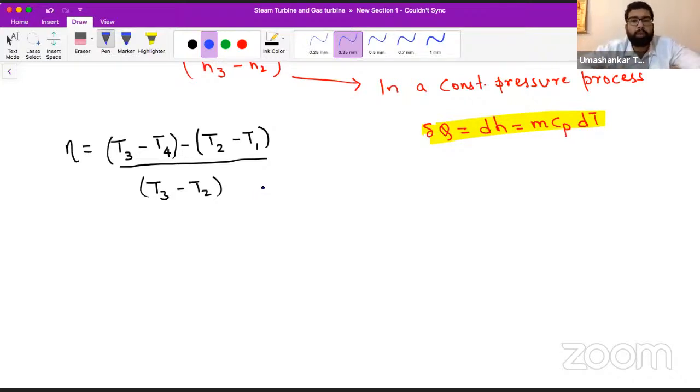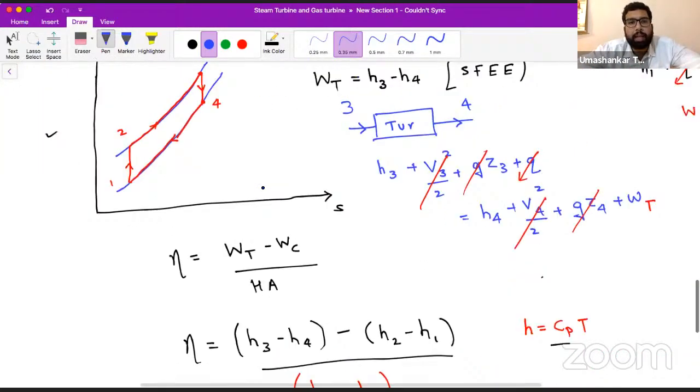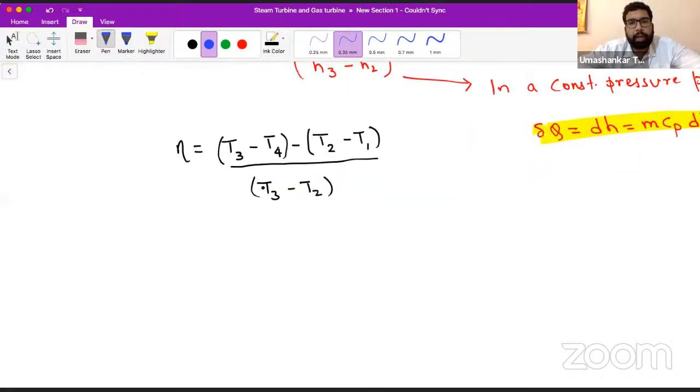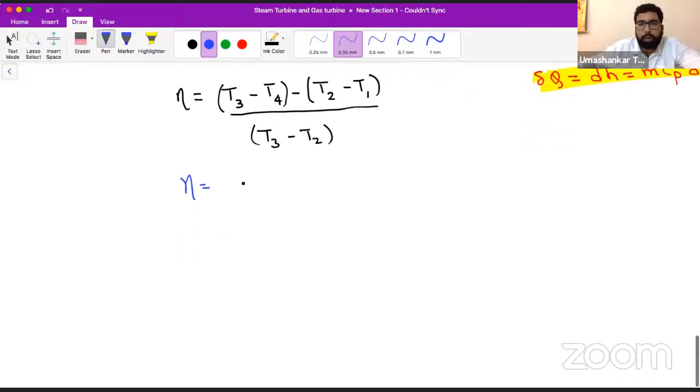If we have a question and can find the temperatures at all the points within the cycle, we can solve for the efficiency with this equation. But we also want to see it in terms of pressure, so let's try to do it. Can I rearrange this equation? We are continuing from where we left in the last session. If you have not seen it, please go and watch it, then you will have a better idea about this topic.